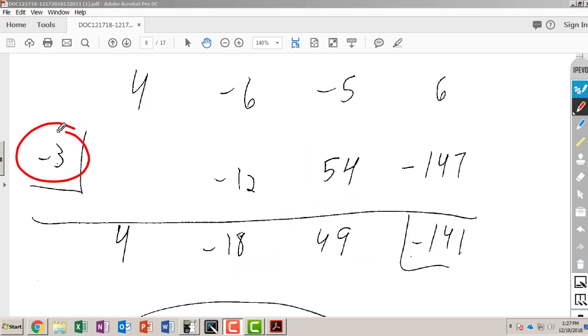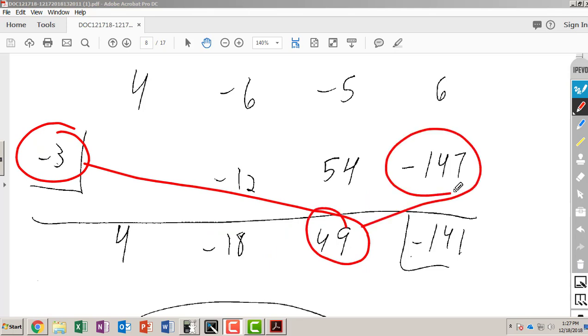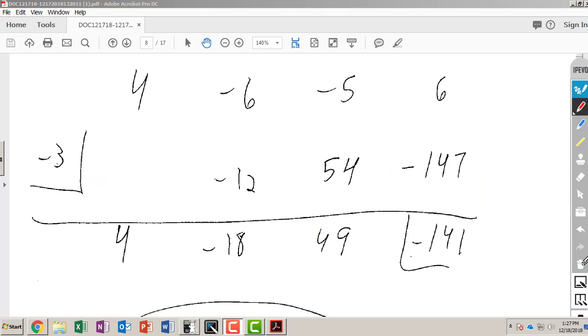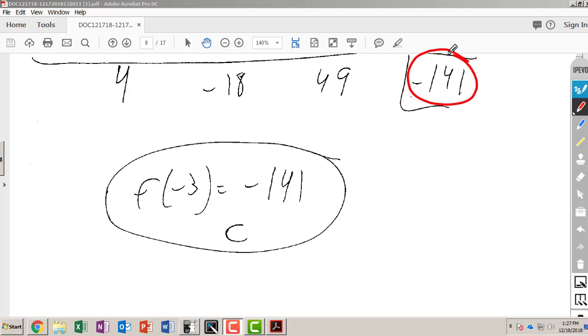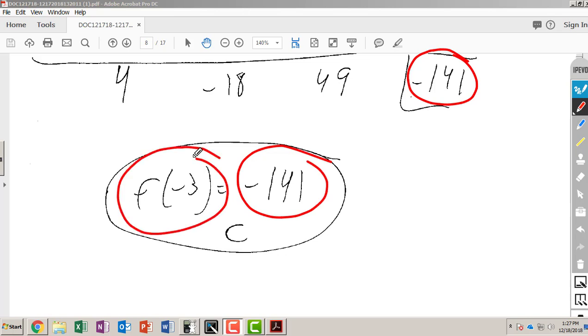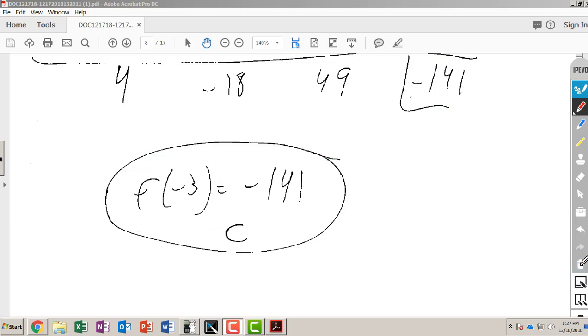Now we take our negative 3 and multiply by our 49, and that gives you negative 147. Add those together: 6 plus negative 147 gives you negative 141. So that is your remainder. Notice I always put a little box right here to remind myself that it is the remainder. So now I know that the answer to f of negative 3 is the same as my remainder, negative 141. So f of negative 3 equals negative 141, which matches the answer of C.